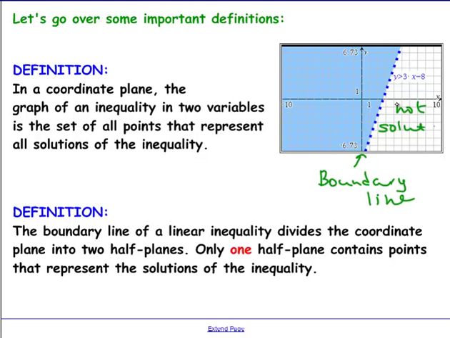So if you're given a graph and I ask you, is (5, 0) a solution? You would say no, it's not, because it's in the half plane where the non-solutions lie. All the solutions lie in here. So if I ask you whether (-2, 2) is a solution and it lies over here, then it is, yes.